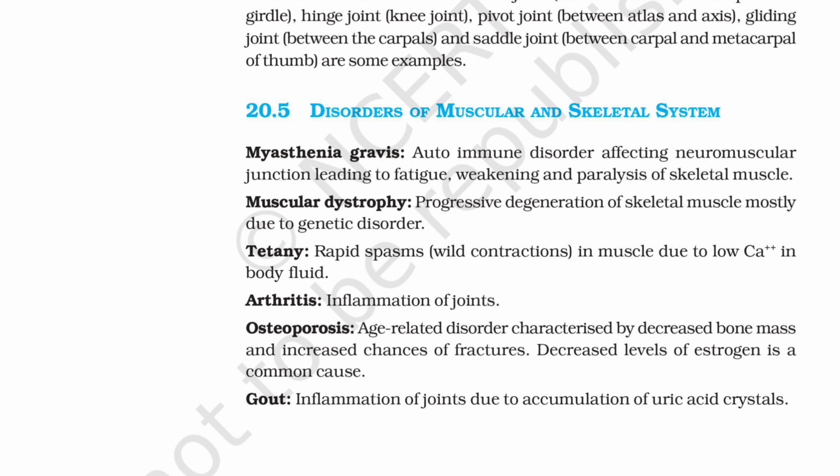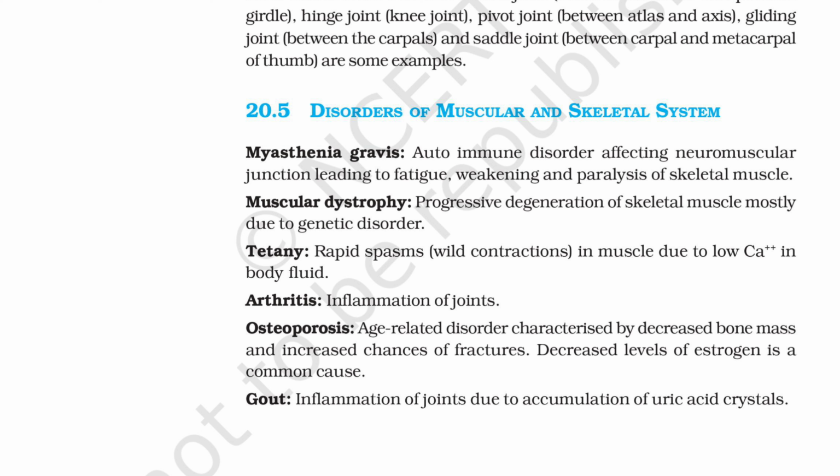Disorders of muscular and skeletal system. Myasthenia gravis, autoimmune disorder affecting neuromuscular junction leading to fatigue, weakening and paralysis of skeletal muscle. Muscular dystrophy, progressive degeneration of skeletal muscle mostly due to genetic disorder. Tetany, rapid spasms, wild contractions, in muscle due to low Ca2+ in body fluid. Arthritis, inflammation of joints.